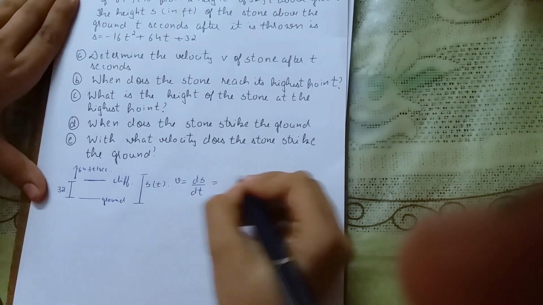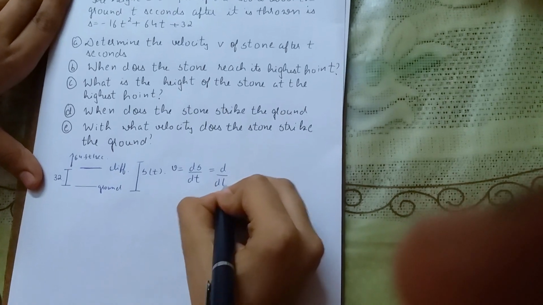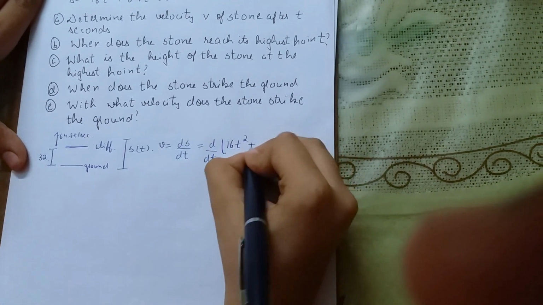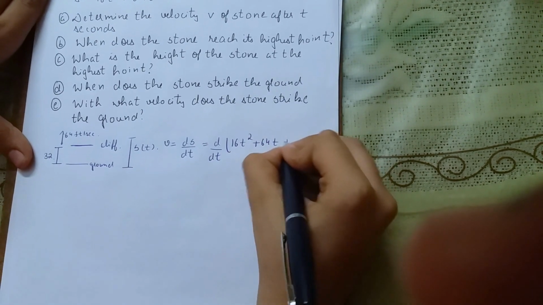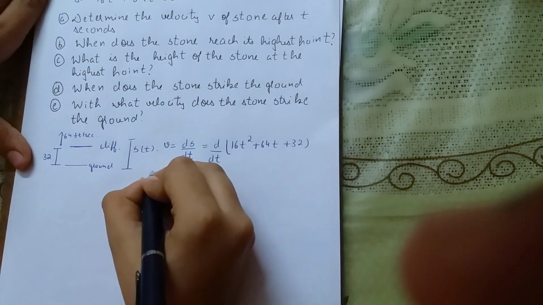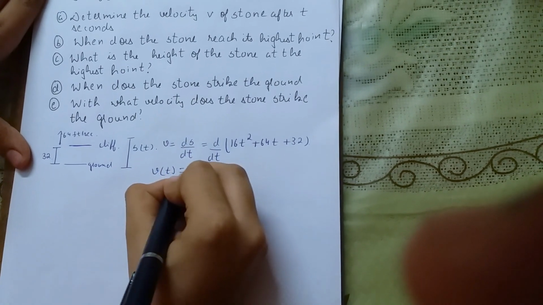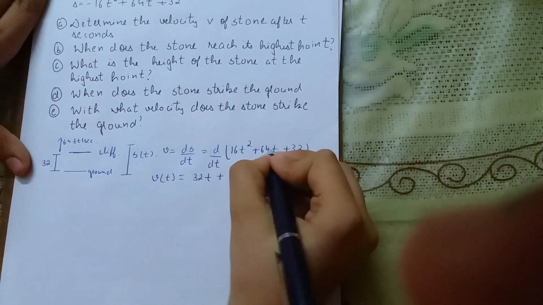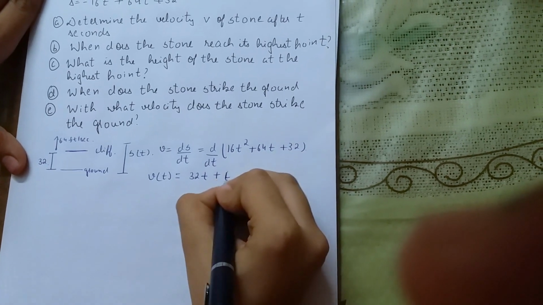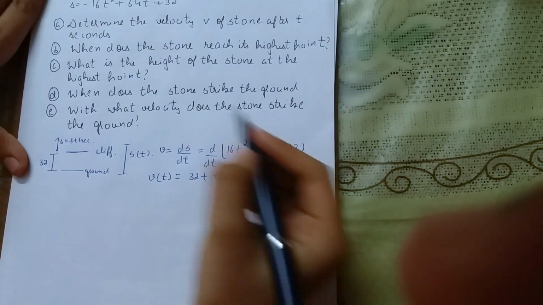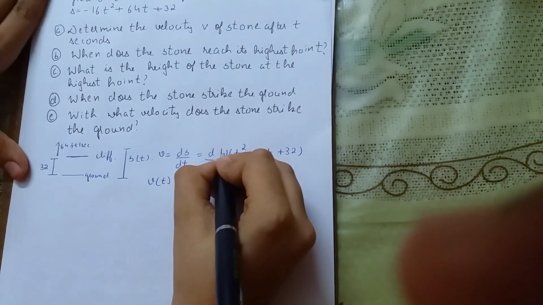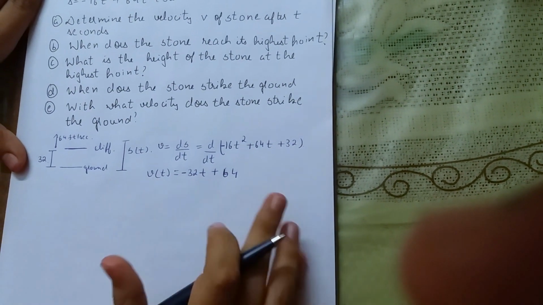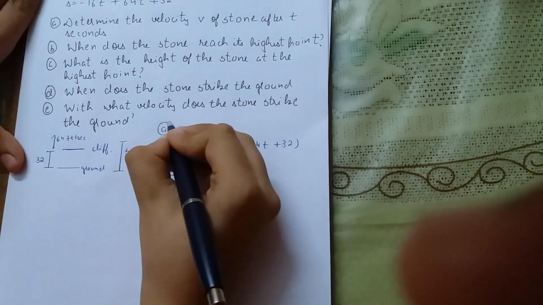dt. This will be equal to d by dt of 16t square plus 64t plus 32. Velocity after t seconds will be equal to 16 times 32t plus 64. Oh, I forgot the minus sign here. It's minus 16, so it will be minus 32t. This is the velocity after t seconds, and this was the part A.